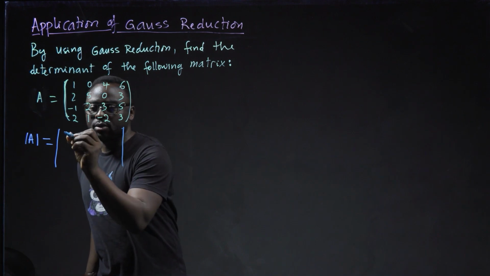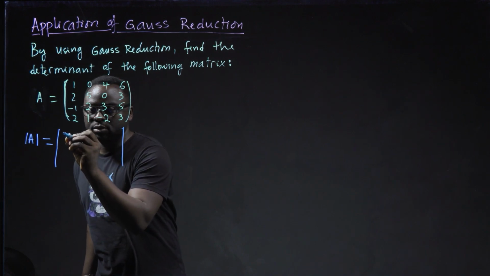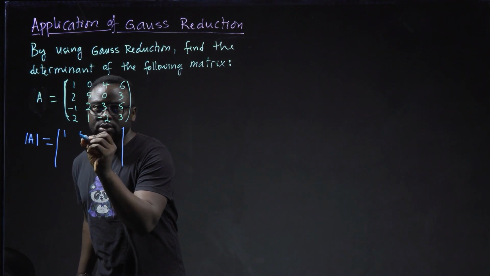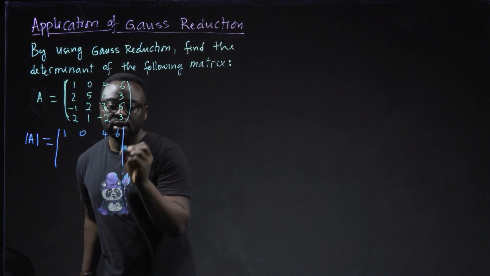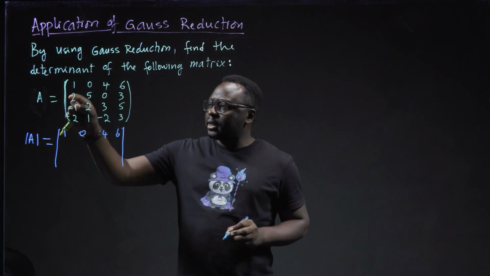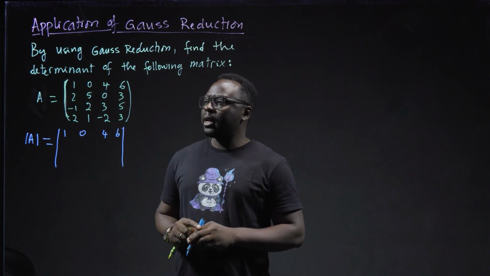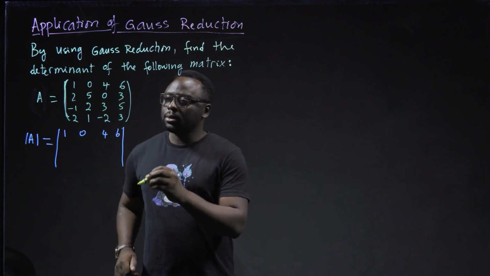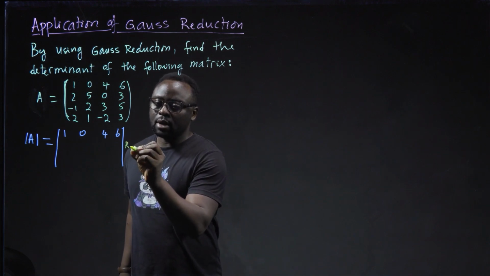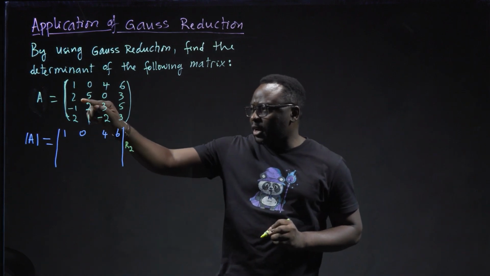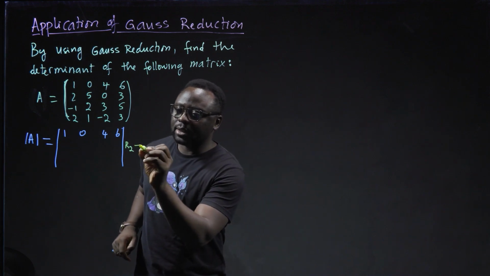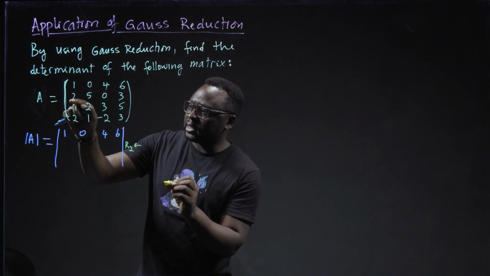So we fix the first row. This is 1, 0, 4, and 6. Then I want to get rid of this. I want this 2 to become 0. How can I do that? I want to modify the second row in such a way that this second row contains 0 here.